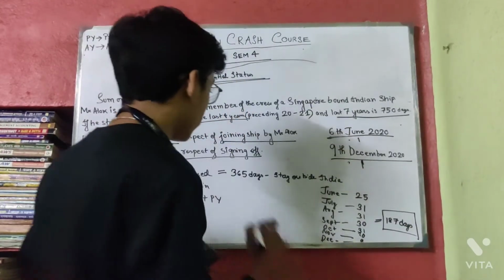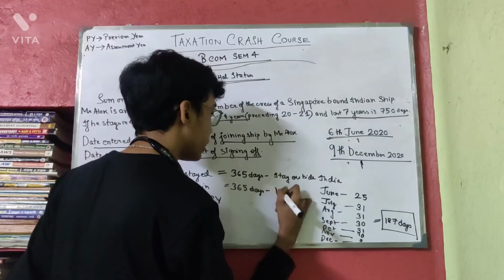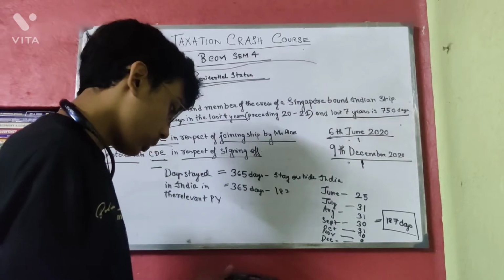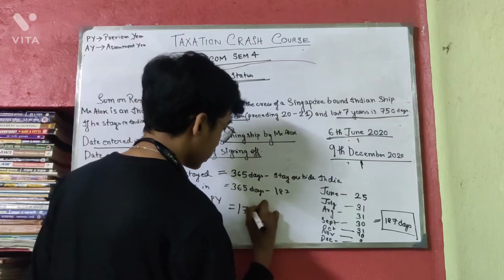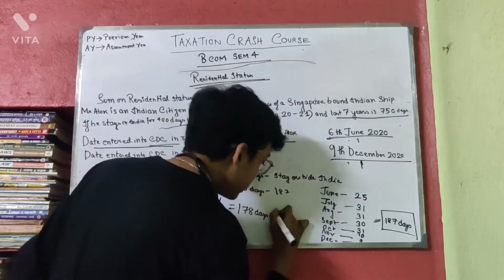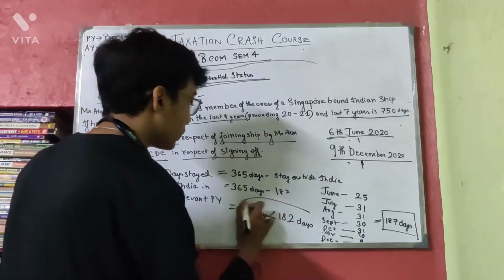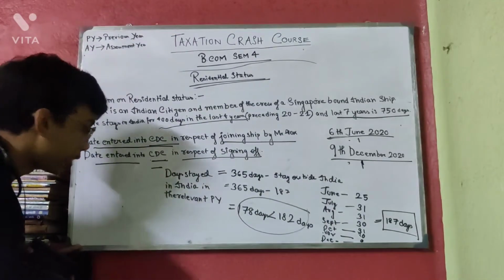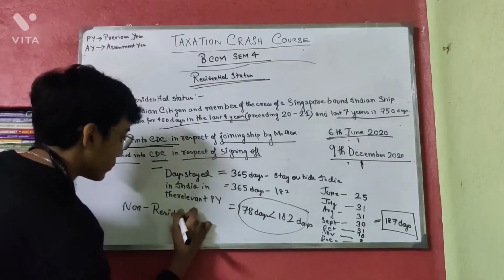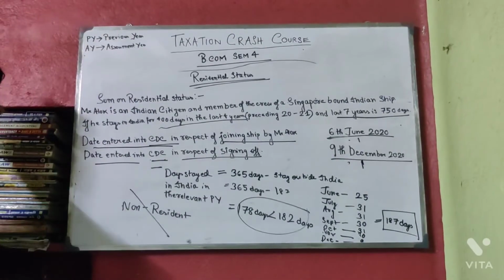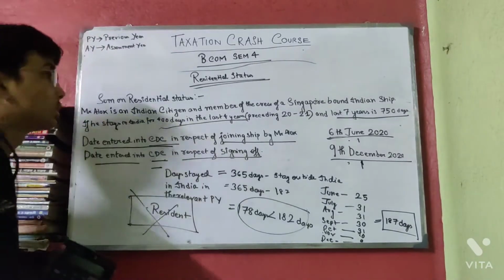So we must deduct it from 365 days. 365 minus 187, we get 178 days, which is less than 182 days, and therefore he will not be considered a resident of India, and he will be qualified as non-resident. So the sum is over.